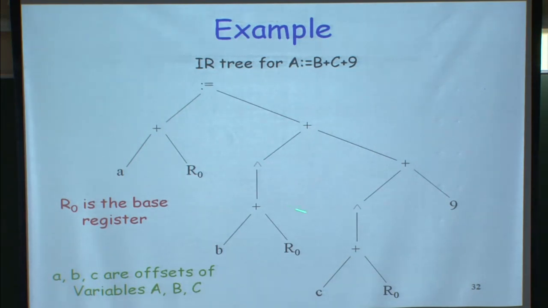Now let's see what this tree is doing. B plus R0 is going to give me the address of B, and this dereference is going to give me the contents of that location, so that will give me the value of B. This will give me the value of C. I'm going to add 9 to C, then add B to C plus 9, and then store this into an address. The address is given by the left hand side, which is R0 plus A, and R0 is the base register.